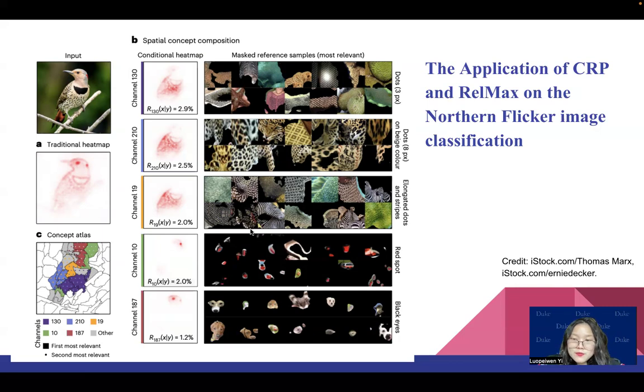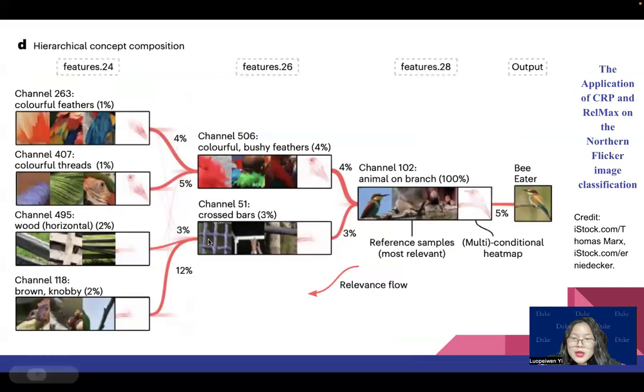CRP also quantifies the relevance of each concept, showing, for example, that a dotted texture might be more important than a black eye for predicting a northern flicker. And additionally, CRP relevances can further be used to construct a concept atlas, visualizing which concepts dominate in specific regions in the input image. And CRP also helps us to understand the concept composition by analyzing how relevance flows through the network, from higher-level concepts to simpler ones.